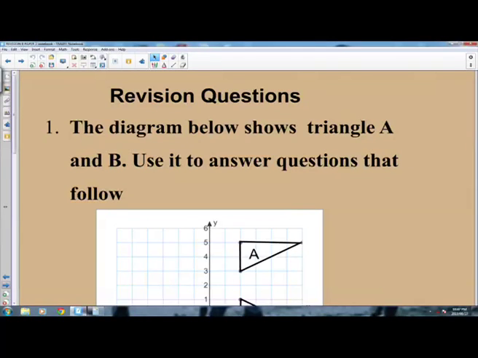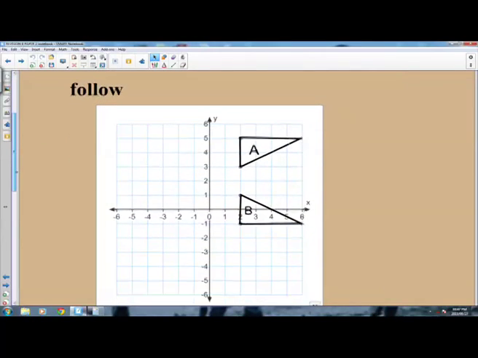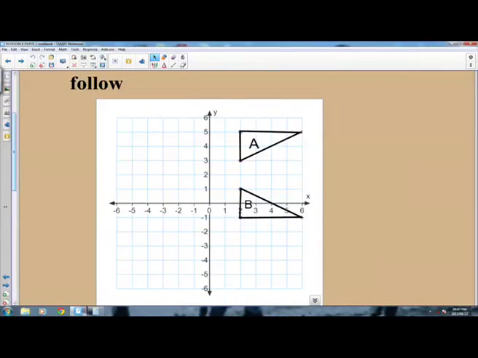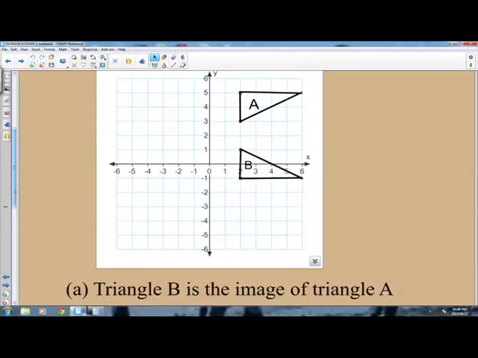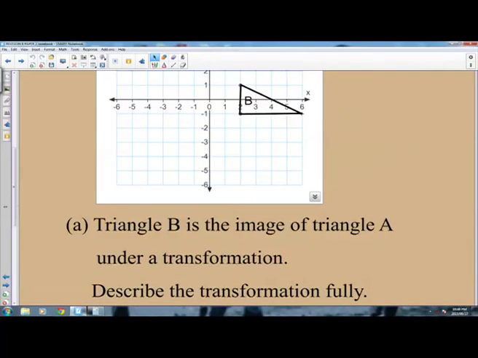The first question says, the diagram below shows a triangle A and triangle B. Use it to answer questions that follow. So this is the diagram that you are having. You have triangle A and then triangle B. So it says you are to use this diagram to answer the questions which will follow. The first question, that is A, says triangle B is the image of triangle A under a transformation. Then it says describe the transformation fully.